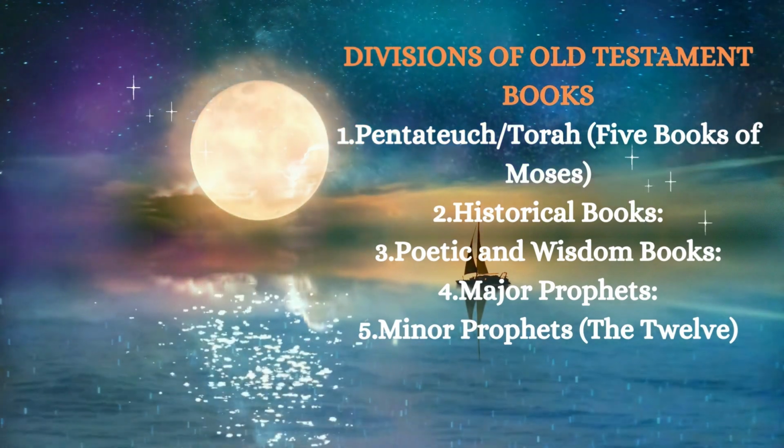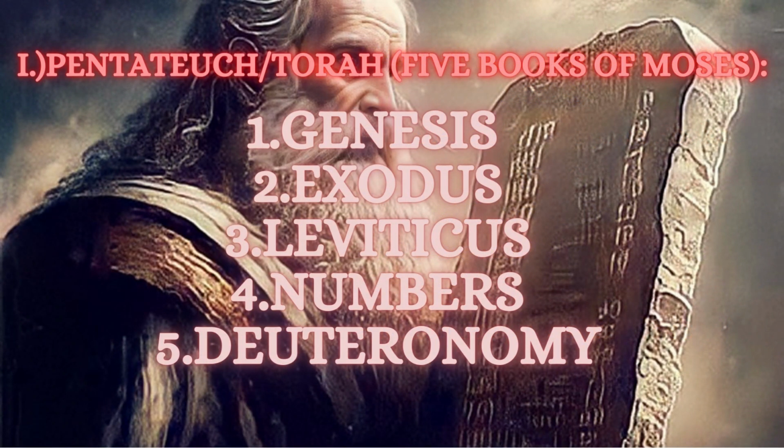The first one is the Pentateuch, the first division of the Old Testament. It has 5 books: Genesis, Exodus, Leviticus, Numbers, and Deuteronomy. The Pentateuch is called the Law many times in the New Testament, and it is referred to that way in the Old Testament also.